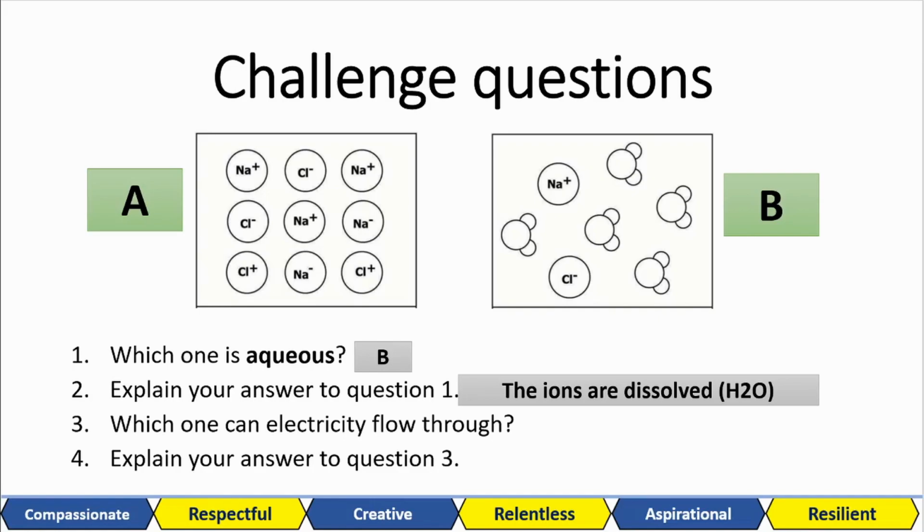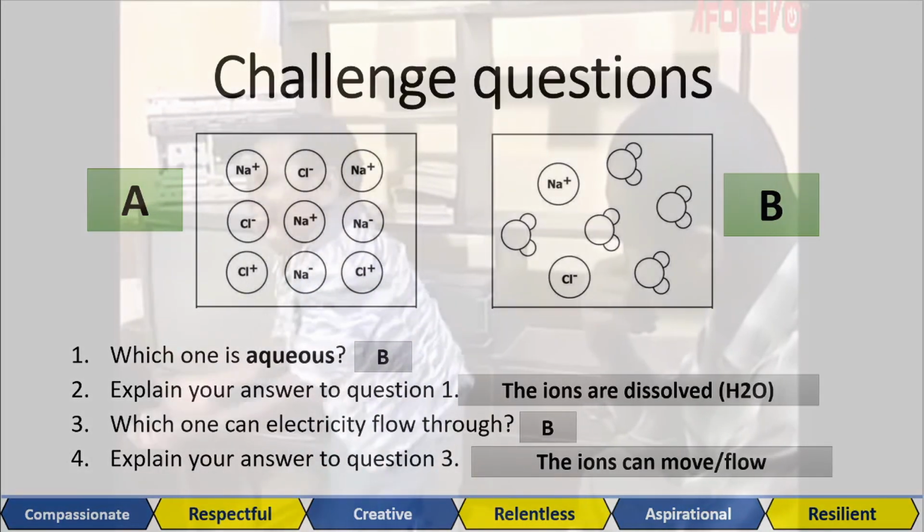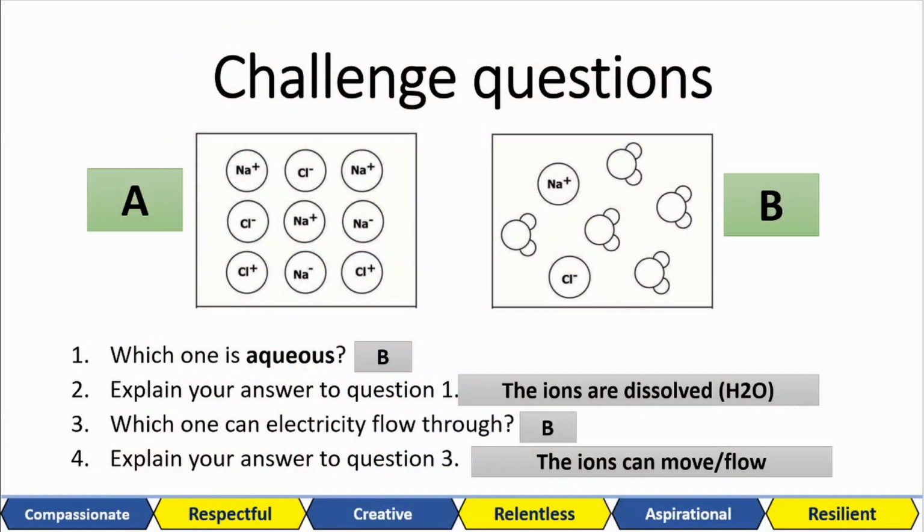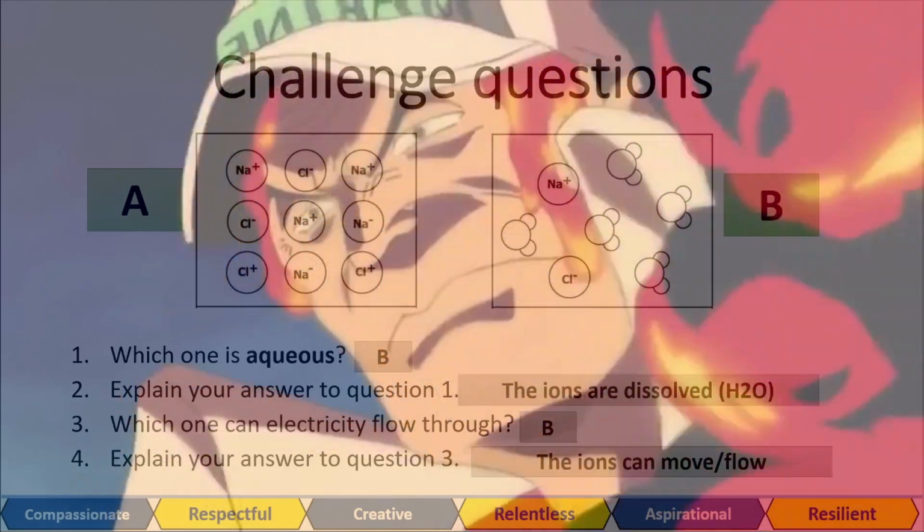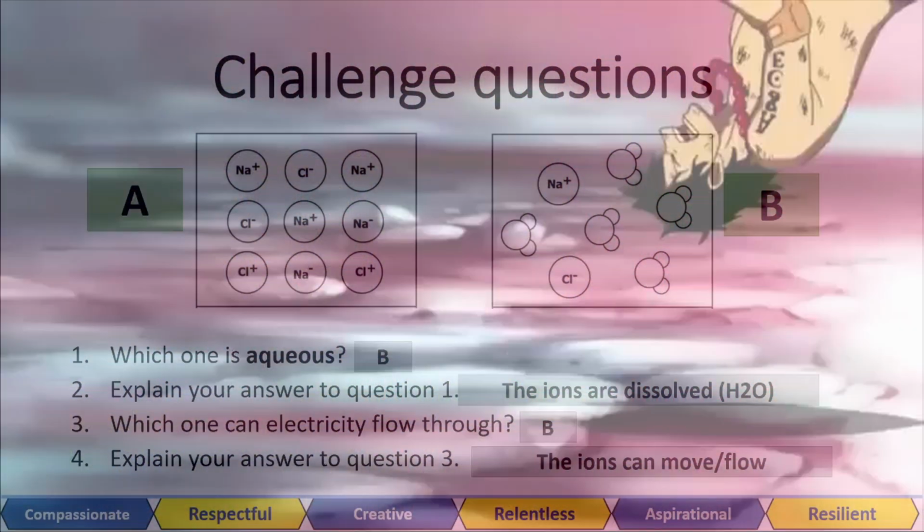The one that electricity can flow through is B. This is because the ions are now free to move around. In A, they're solid, so they only vibrate in a fixed position. They can't move throughout the structure. Another way to get ions flowing in ionic compounds is to melt them, so turn them into a molten substance.